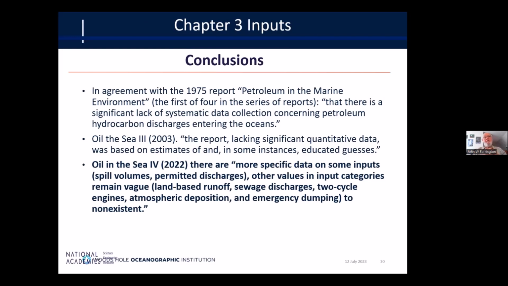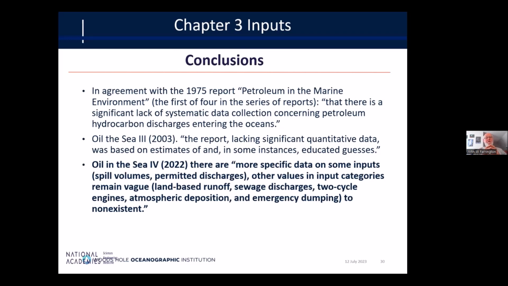So in agreement with the 1975 report, Petroleum and the Marine Environment, the first of 4 in the series, I quote, "There is a significant lack of systematic data collection concerning petroleum hydrocarbon discharges in the ocean." By the time of Oil in the Sea 3, there's a quotation in the report: "Lacking significant data was based on estimates of, and in some instances, educated guesses," end quote.